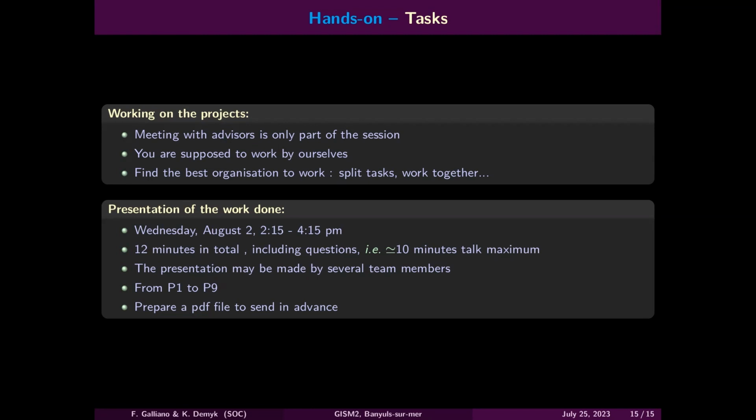The presentation, I said already most of it. It will be on Wednesday afternoon. There are 9 projects, so it's 12 minutes each in total, including questions. We advise that you make a talk that is no longer than 10 minutes. The order will be from project 1 to project 9. We also advise you to prepare a PDF file and, if possible, send it in advance, meaning at lunchtime on Wednesday. It will be better than changing computers 9 times during that session. That's it for me.